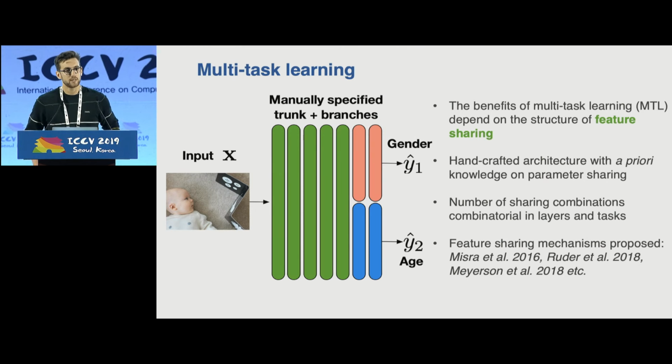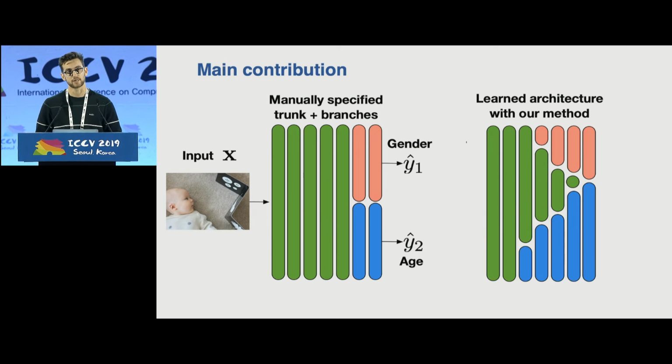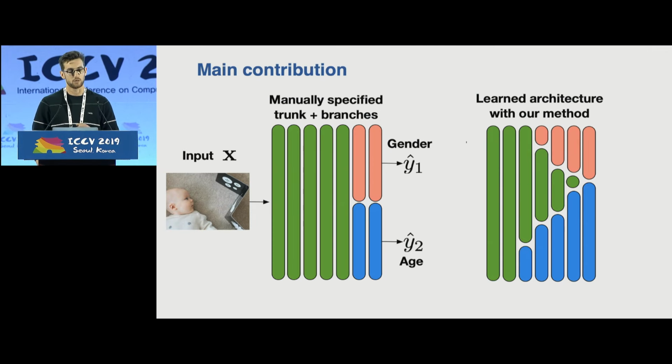We address the issue of feature sharing in multitask learning. We propose a method that can automatically determine the degree of feature sharing or separation amongst tasks. This is achieved by automatically clustering kernels into task-specific or shared groups. And this is enabled by the concept of stochastic filter groups, which I'll explain now. So the idea behind stochastic filter groups is relatively simple.